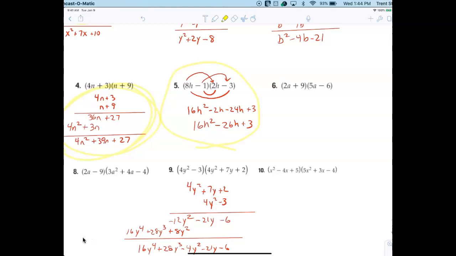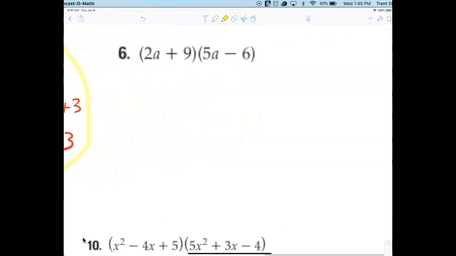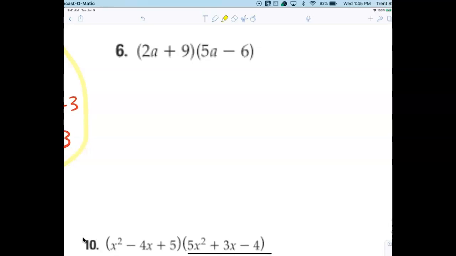So now we're going to practice what I'm asking you on number 6. This is just practice, so stay with me. What's 2a times 5a? 10a squared. Don't say 10a. 2a times 5a is what? 10a squared. Come on, you're practicing. So 10a squared.